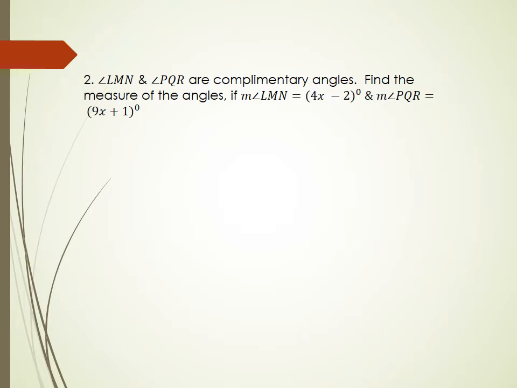Okay, so to solve this problem, again, they're complementary. Complementary are two angles that add to equal 90. So I would take 4x minus 2 plus 9x plus 1 equals 90, and I would solve. Then it says find the measure of the angle. So all you did was find x. So you would have to substitute it back in for both of them, and they should add to equal 90. So your answers, hopefully you got 26 for angle LMN and 64 for PQR. And when you add them, they do equal 90.